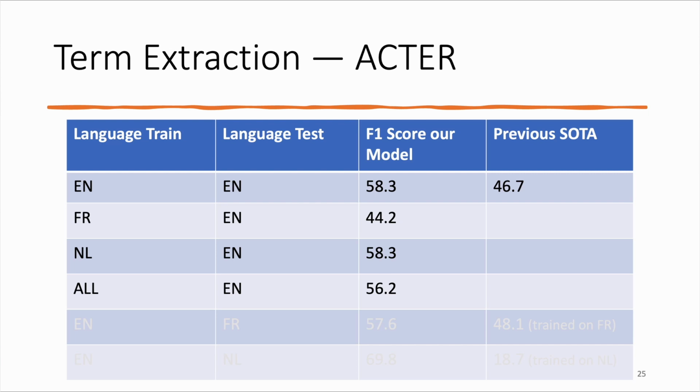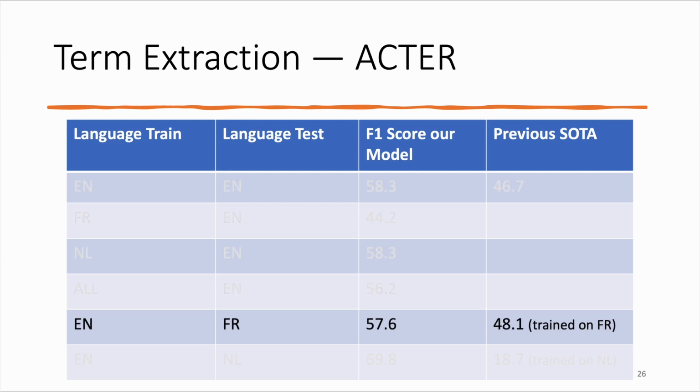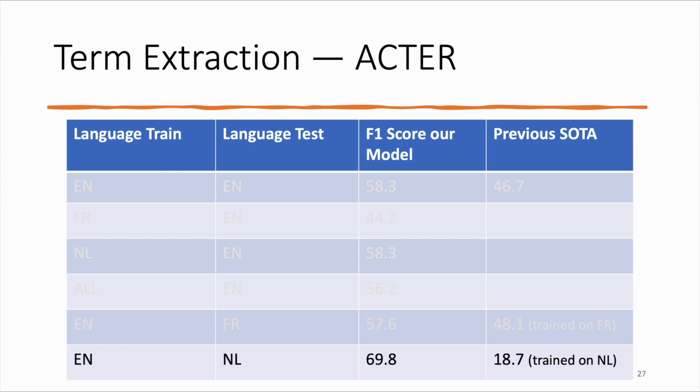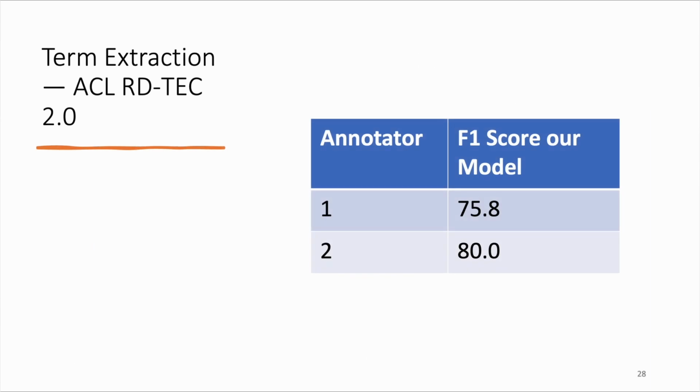And we can also see this for the other test languages. For instance, for French, where the best performance was achieved by training on English. And we also beat the previous state-of-the-art, this time by 9 F1 score points. And lastly, for Dutch, where again the best performance was achieved by training on English. And here the previous state-of-the-art is beaten by quite a large margin, as the previous approach didn't rely on very up-to-date neural networks.